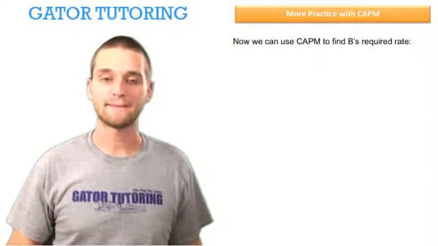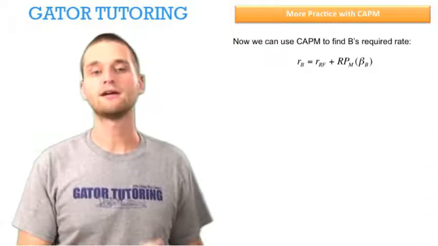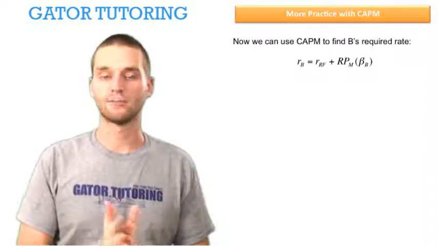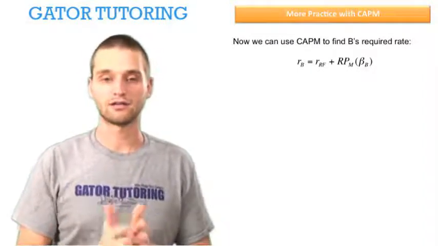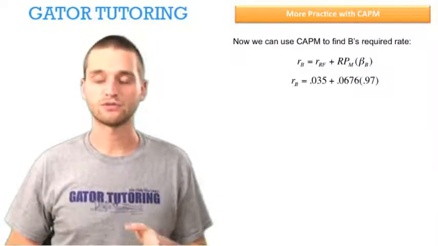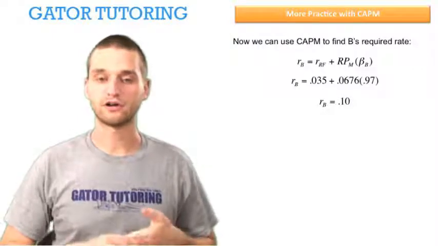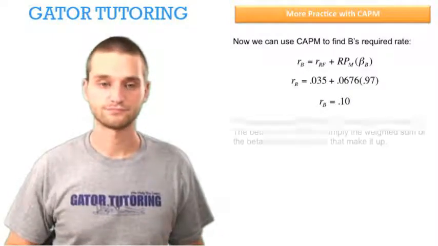Now we can use CAPM to find B's required rate. The required rate for B is the risk-free rate plus the market risk premium times the beta of security B. We found all this information, so we just plug it in and we find that the required rate of return on security B is 10%.